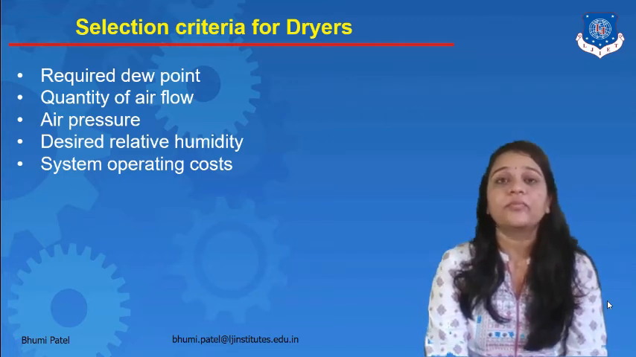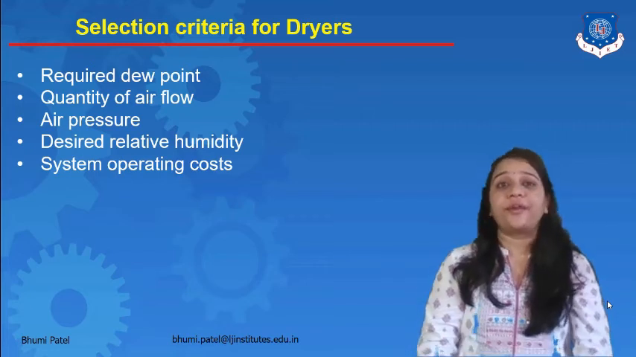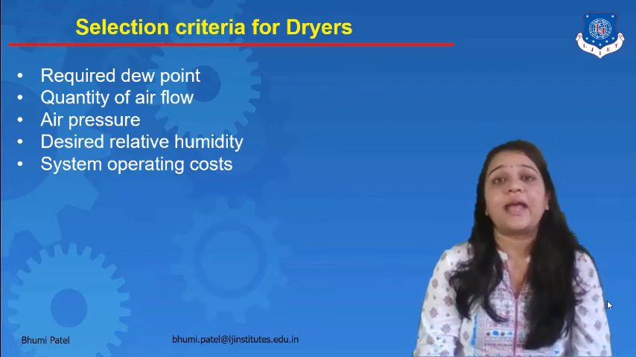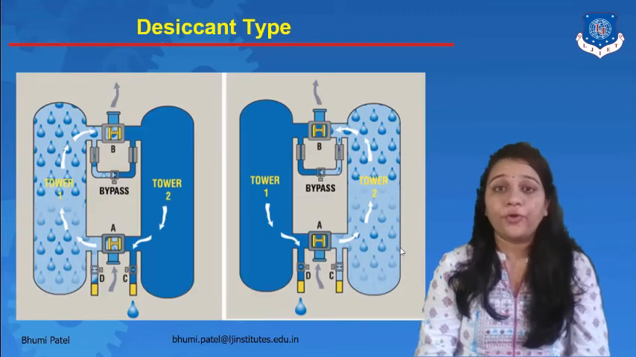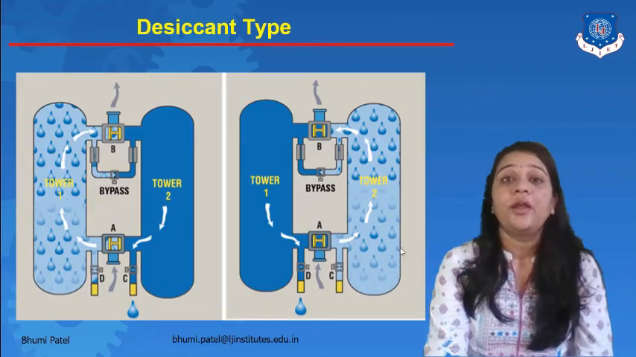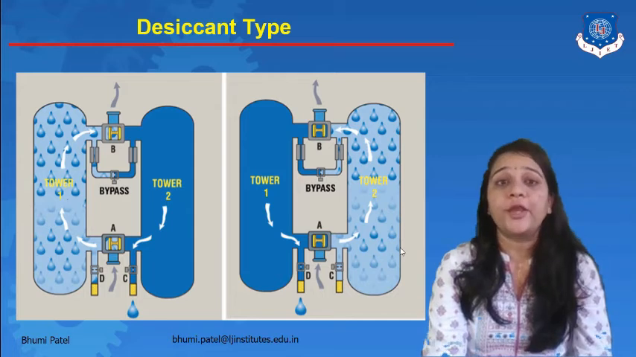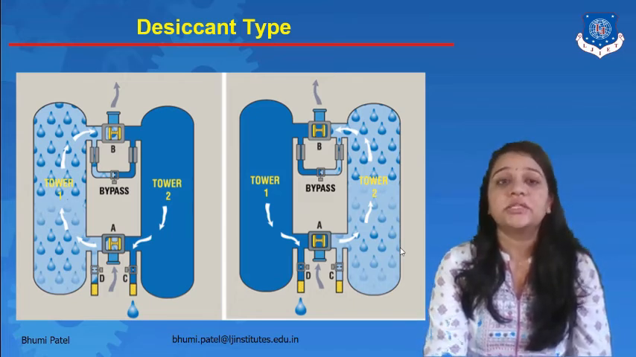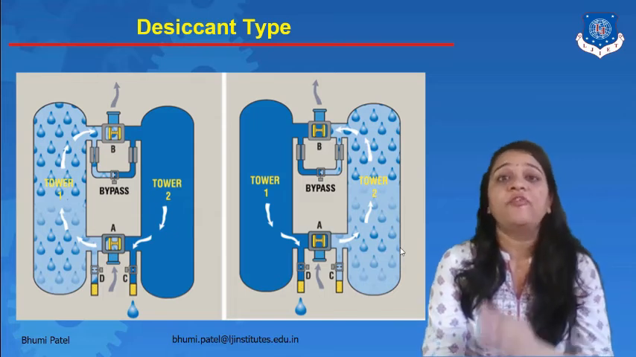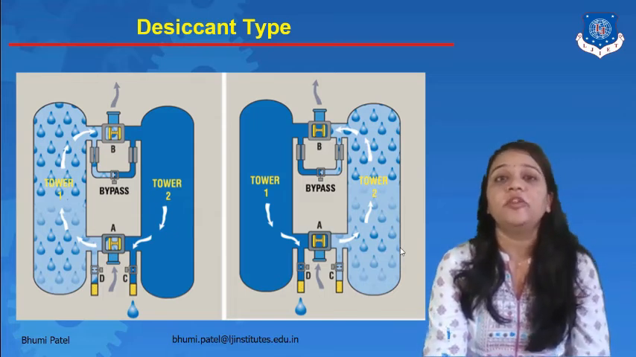Okay. Now the first type of dryer is the desiccant type dryer. It is generally used for outdoor instrument air systems. In this we use hygroscopic materials, that means chemicals that readily take up and retain moisture on the surface. The desiccant material will absorb up to 45% of its weight in water.